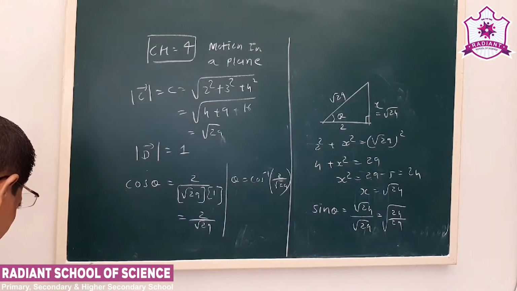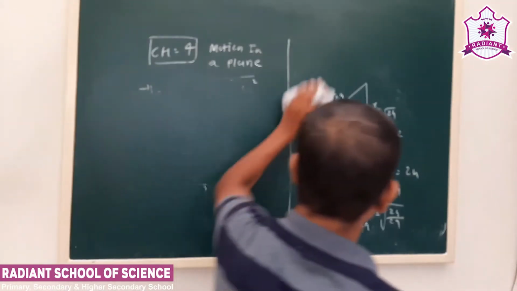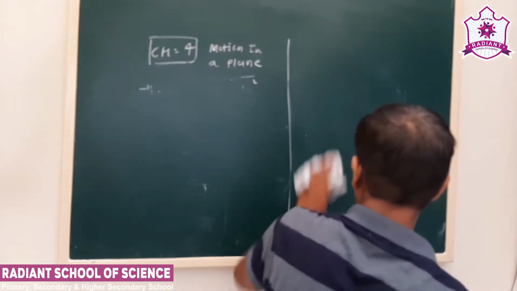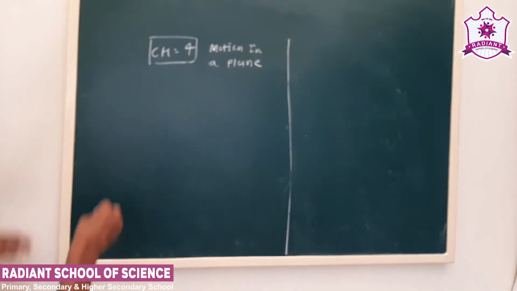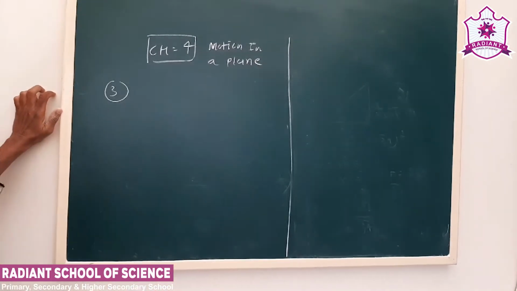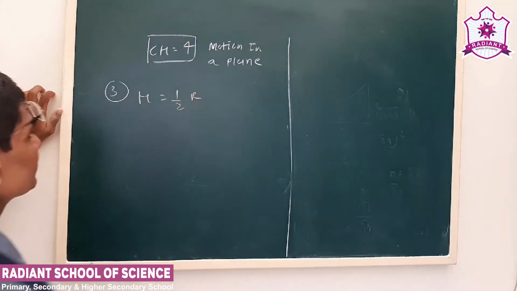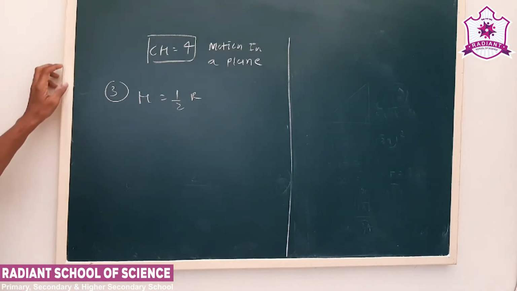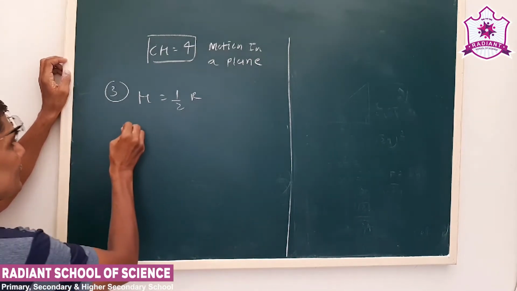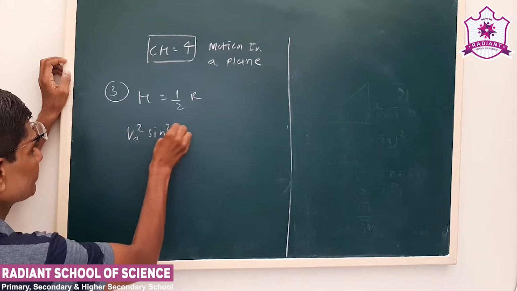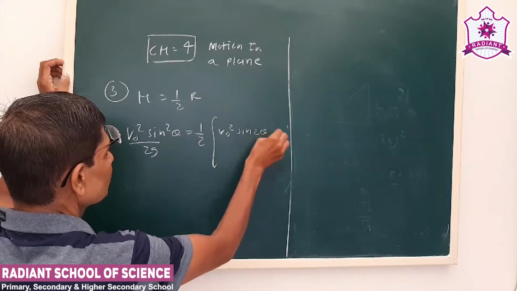Now, the next question is related to projectile. The maximum height of the projectile is equal to half of the range. That is given. What is the angle of projection? Height is v0 square sine square theta upon 2g. Range is v0 square sine 2 theta upon g.